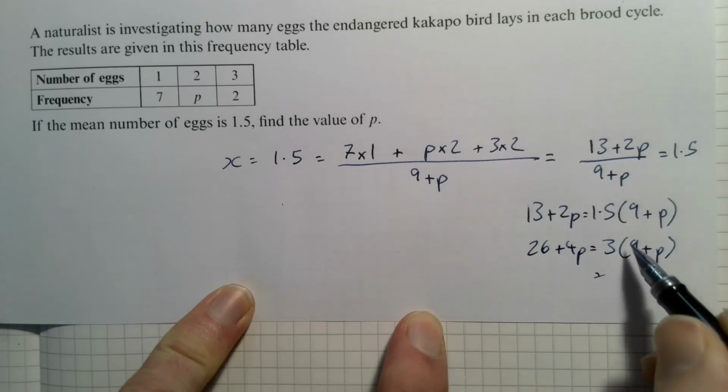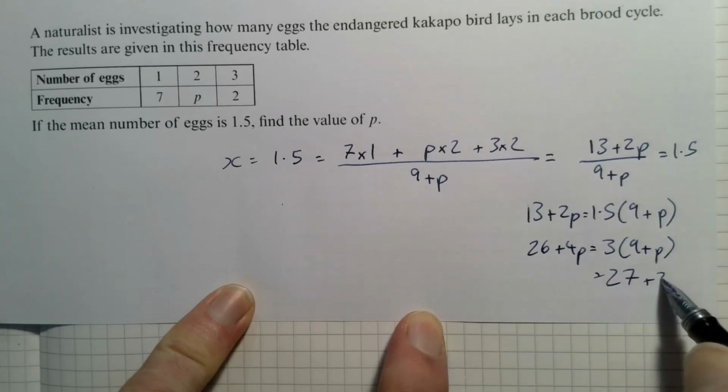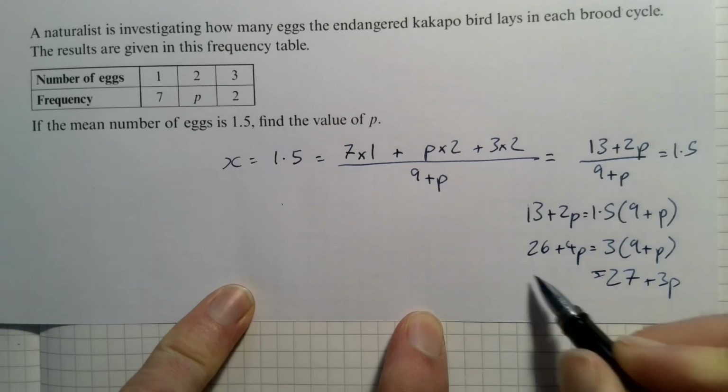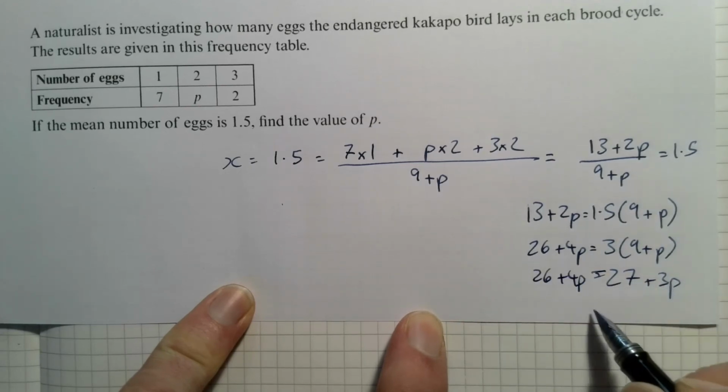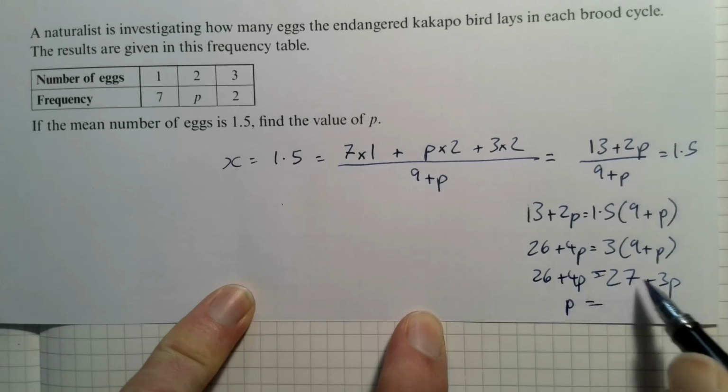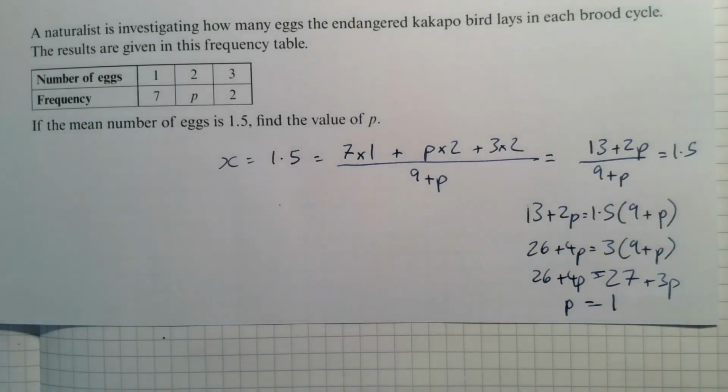Then expand the brackets: 27 plus 3p equals 26 plus 4p. Now, if I take 3p from both sides, I get p. If I take 26 from both sides, I get 1. But you could have done it by multiplying those out as well, and doing it that way would have been just as good.